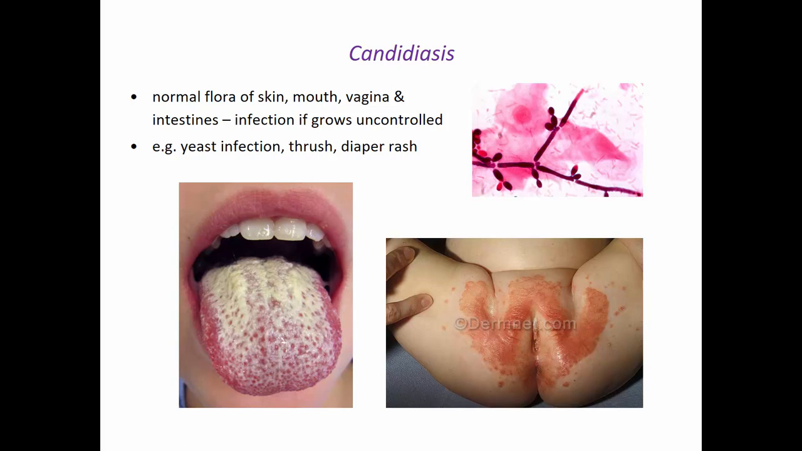The second very common type of fungal infection is Candidiasis, and this is the fungus that causes yeast infections, things like thrush, which is what we see here, this overgrowth of fungus inside the mouth. Diaper rash is a fungal infection, as are vaginal yeast infections. This is just normal flora that overgrows. We normally have this fungus, but when it takes over and grows, then we call it an infection.